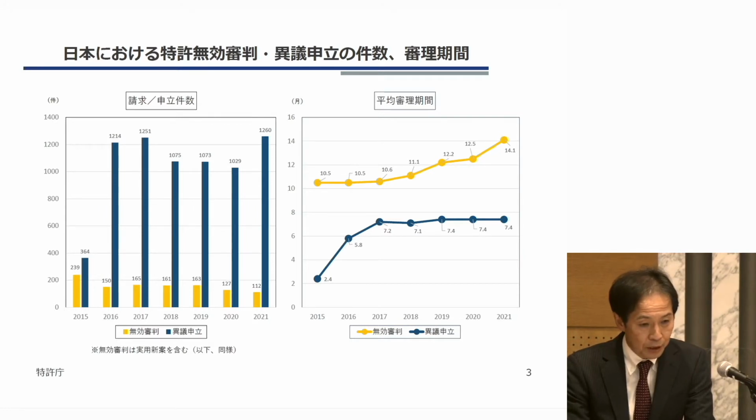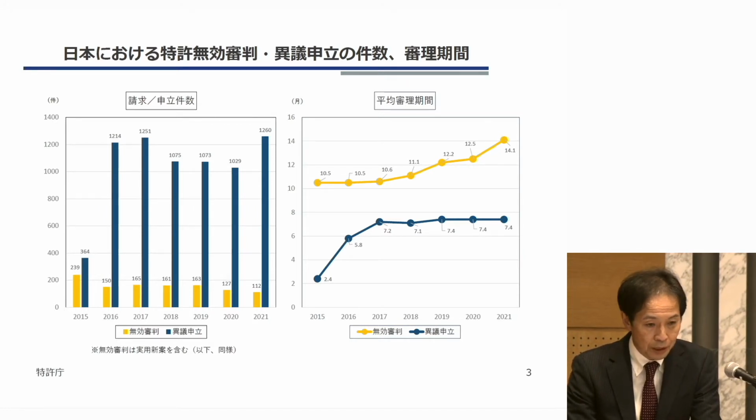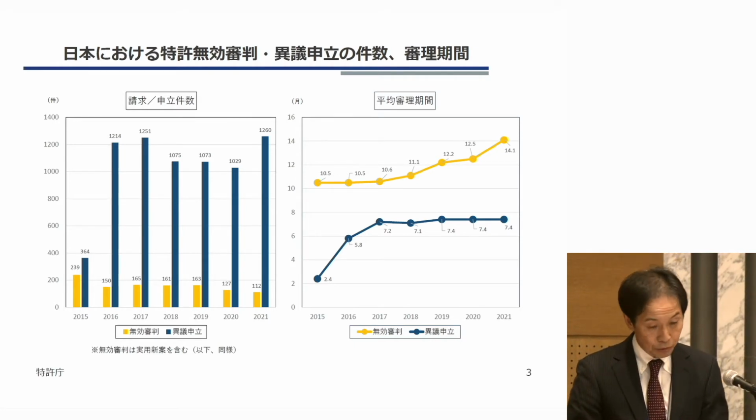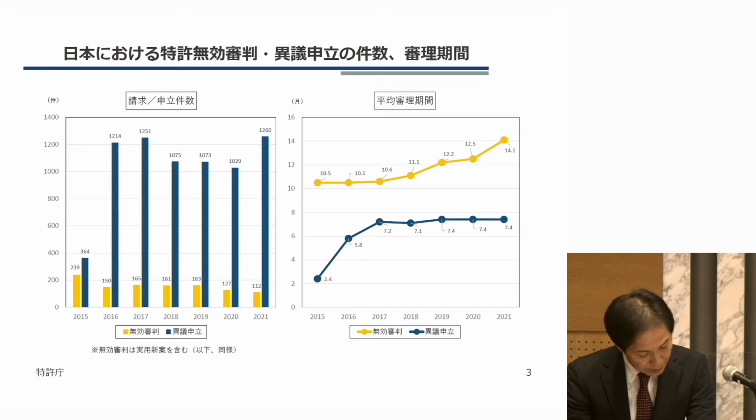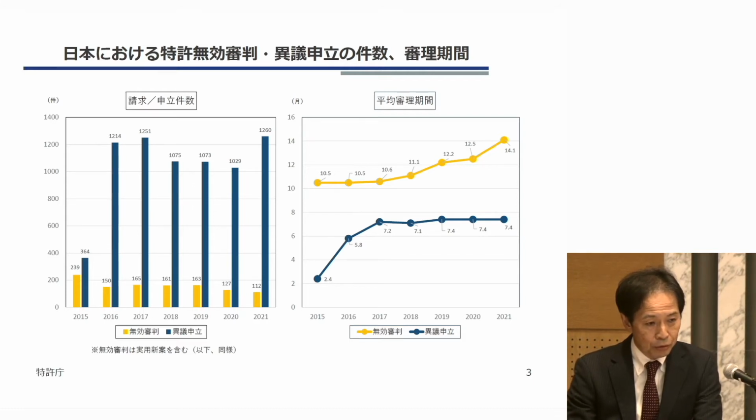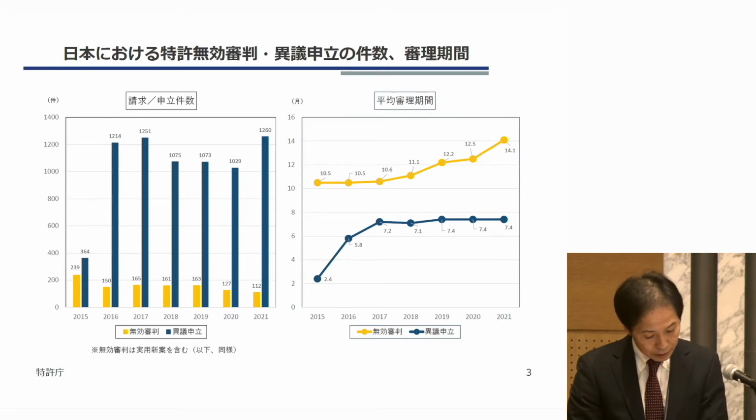For oppositions, you can see that the number is quite low. But we've got about 1,000 to 1,200 of these cases. So if you look at the pendency time, the invalidation length of time is increasing. It's probably because of the pandemic. So if you look at the oppositions, you can see that the trend is virtually flat.